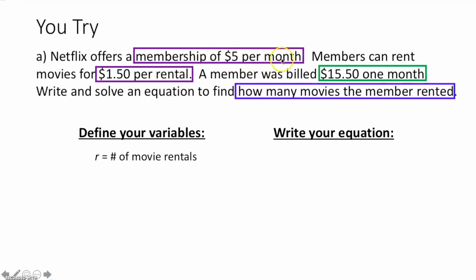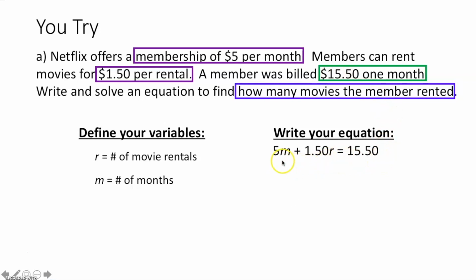We see per month. That means times the number of months. That means we need another variable. So we go M is equal to the number of months. Now we can write our equation. So it's going to be $1.50 times R plus that membership fee, $5 times M, the number of months, is equal to our total, which is $15.50.